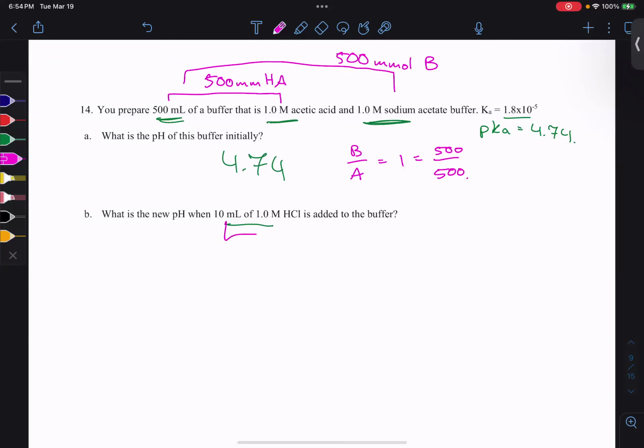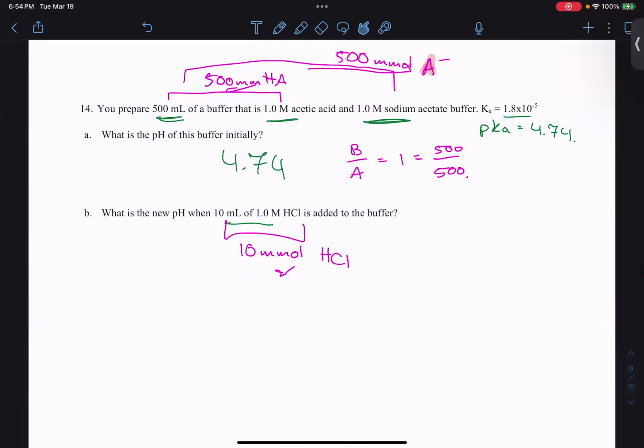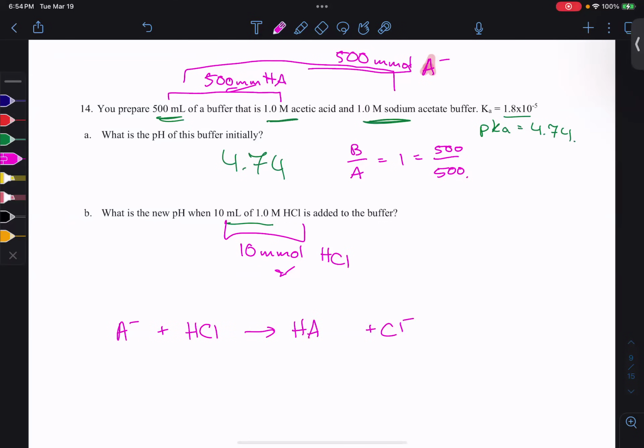Because when we add HCl, how many millimoles of HCl are we adding? 10 millimoles of HCl. Look at these numbers. Acid is going to react with which one of these things? Oh, that shouldn't be a base, that should be A minus. So HCl is going to react with which one of these components? HCl is an acid, so it's going to react with bases. Yes. So A minus is going to react with HCl to make more HA.